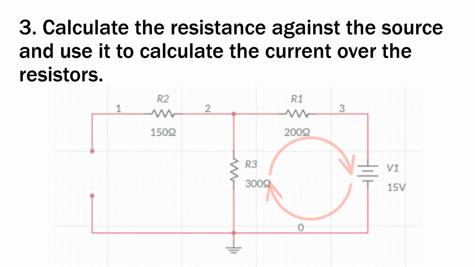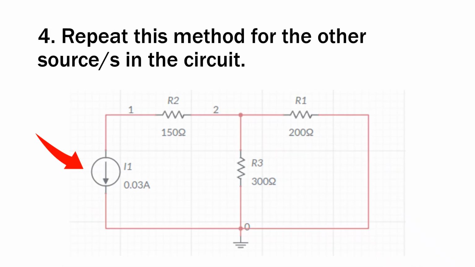The third step is to calculate the resistance against the source and use it to calculate the current over the resistors. In this case, it is just R1 plus R3, so 500 ohms. With this information, you can easily find the resistor currents by just dividing V1 by the total resistance against the source. Therefore, the answer would be 15 volts divided by 500 ohms, which results in 30 milliamps. This result would be the same over R1 and R3.